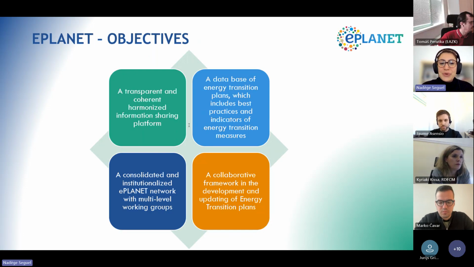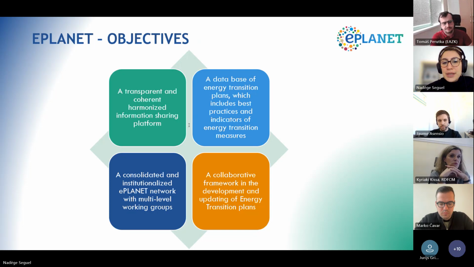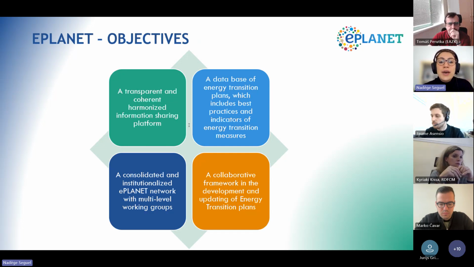ePLANET has four main objectives, which are to create a transparent and coherent harmonized information sharing platform and a database of plans, which include best practices and indicators of energy transition measures. In addition to the creation of the platform, our aim is also to develop a collaborative framework for the development and updating of energy transition plans and to consolidate and institutionalize a network, including multi-level stakeholders.